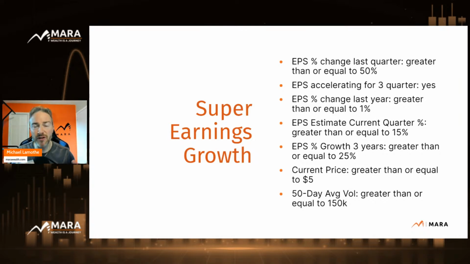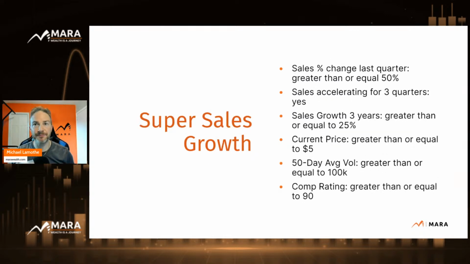As you guys have questions, please put them into the chat. Okay, on to the next slide. Super sales growth. Basically the same things, but for sales. Also, the composite rating. The composite rating takes all the different CanSlim criteria, takes a look at all the stocks in the universe, in the entire market, and then these ones are in the top 90%. I want to see that. That's why I look at the comp ratings.